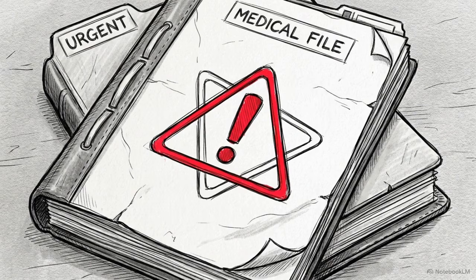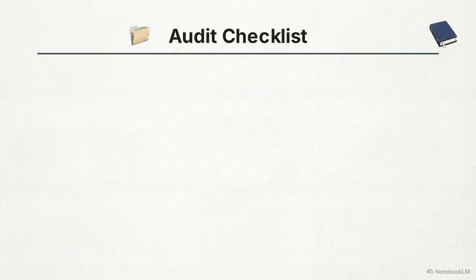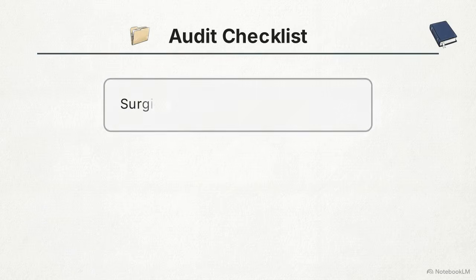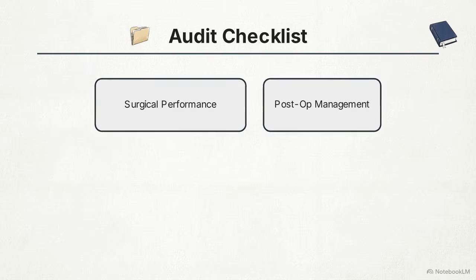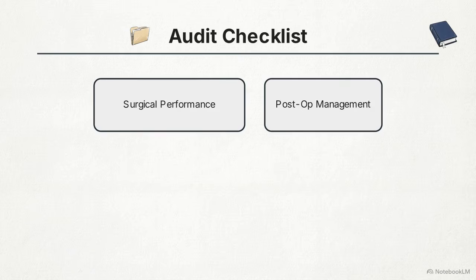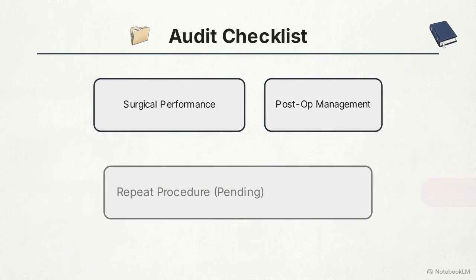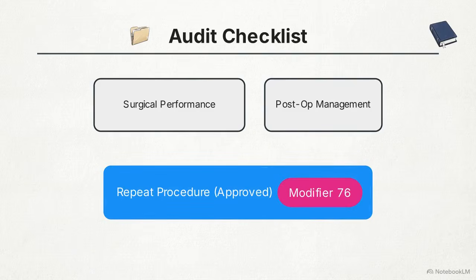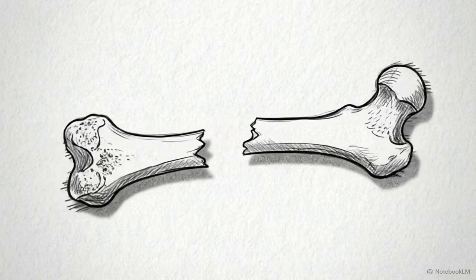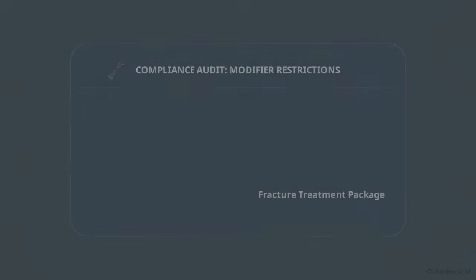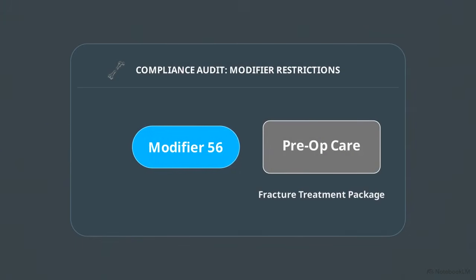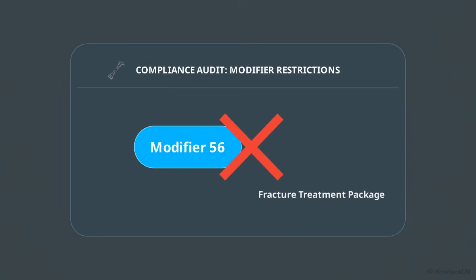To handle exceptions to these bundling rules, coders use modifiers. Modifiers provide the specific context necessary to explain why a service should be paid despite the standard bundling rules. Use modifier 54 when the surgeon performs the initial repair, but another provider takes over the subsequent care. This ensures the payment is split correctly between the person performing the surgery and the person handling the follow-up visits and cast removal. Modifier 76 is used for repeat procedures. This applies if a fracture slips out of place and requires a re-reduction, a second manual alignment, during the healing period. Note that modifier 56 has a specific restriction. In fracture treatment coding, modifier 56 for preoperative care is never used.